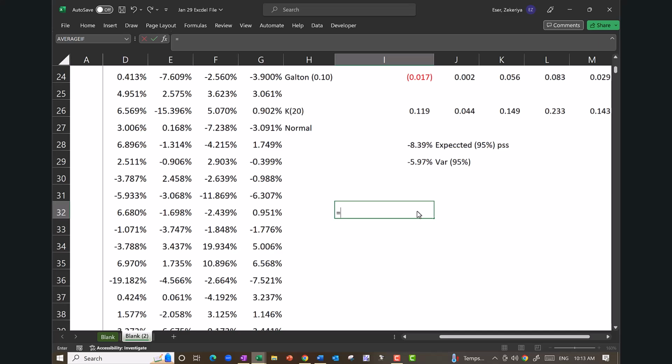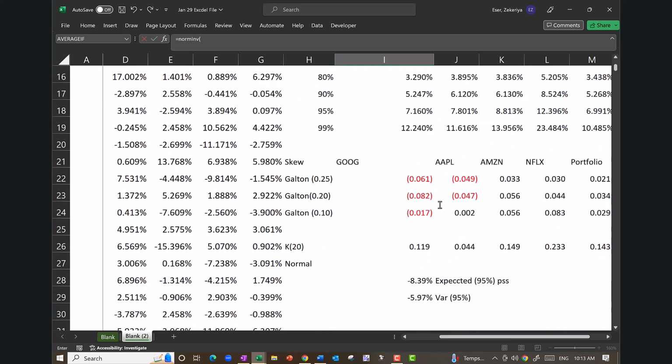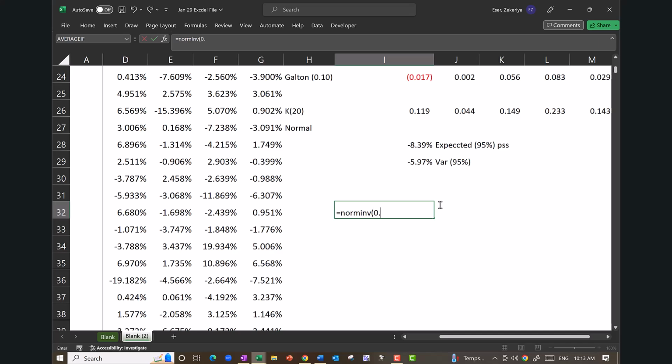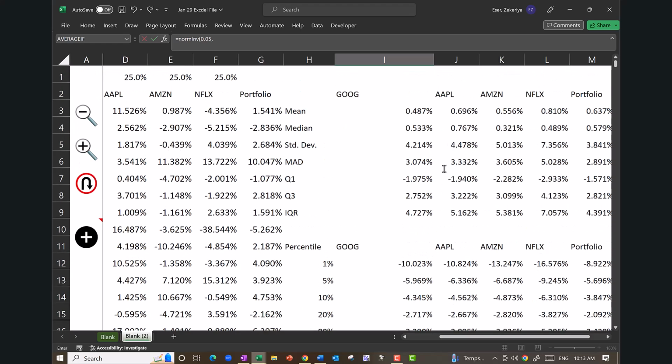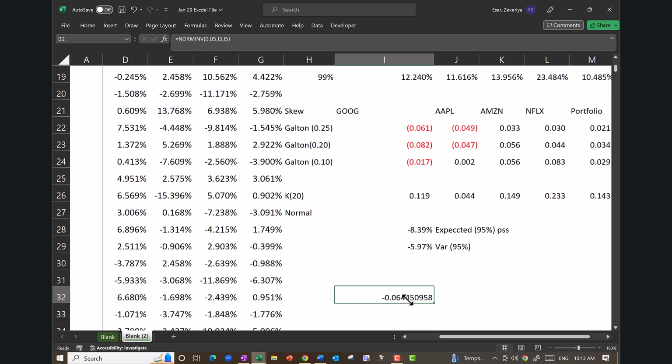Let's see. Norm inv. This has three arguments. 0.05. The second one is the mean, I think. And the third one is the standard deviation. I don't think that's right. But we can look at it.